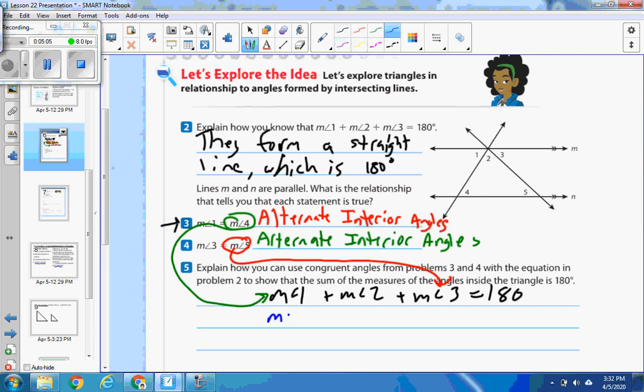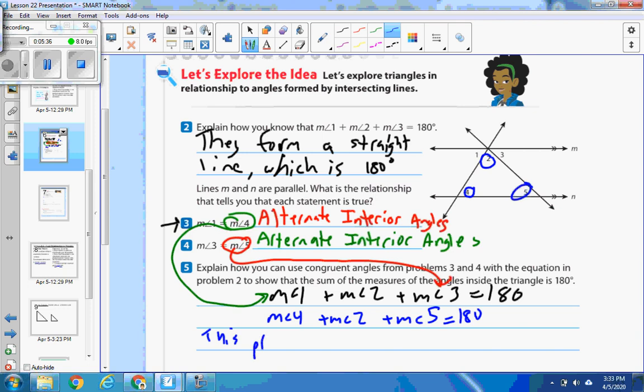So the measure of angle 4 plus the measure of angle 2 plus the measure of angle, what am I replacing 3 with? 5 is 180 degrees. And look, 2, 4, and 5 are the 3 angles in our triangle. So that's a way to prove, you just proved something. We just proved that the 3 angles in a triangle add up to 180 degrees. So I'm going to write that out.